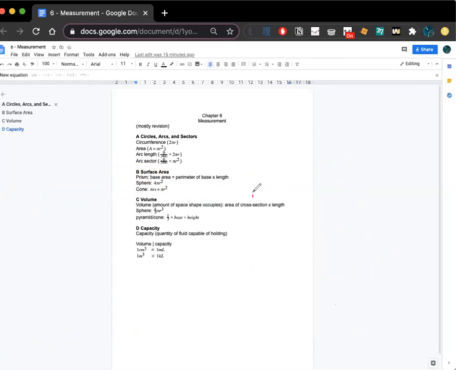But for surface area, there are also other exceptions like the sphere and the cone. So for the sphere, the formula is 4πr squared. I don't know why, it's just like that.